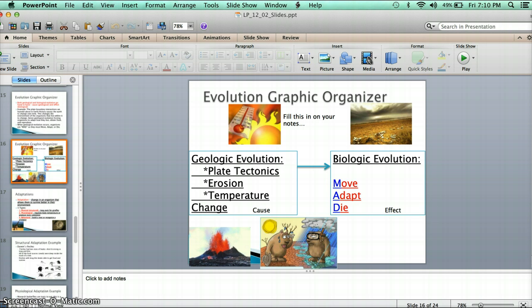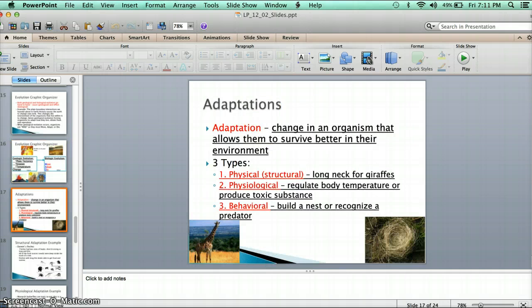Biologic evolution is when species move to a new spot, adapt to the environment, they get used to it, they deal with it, and they keep living there, or they die out. So, some species that can't handle a volcano erupting, or an earthquake happening, or they can't survive with a temperature being higher or lower than it was before, some will die out. Others who can move will move to a new spot, and still others who are born with certain adaptations will be able to survive. So we're going to talk about those adaptations next.